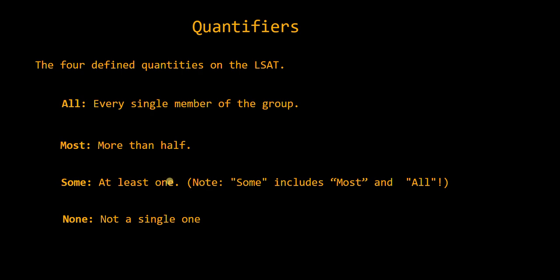Some means at least one, and so there's a lower limit that's defined. There's no upper limit, which means that some includes most and all. None means literally 0. Okay.